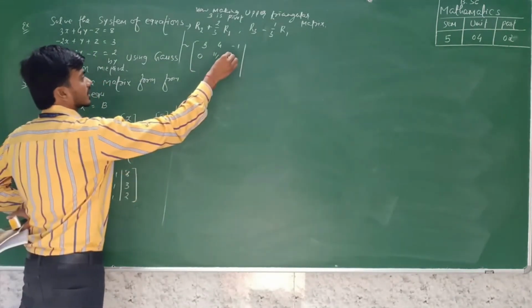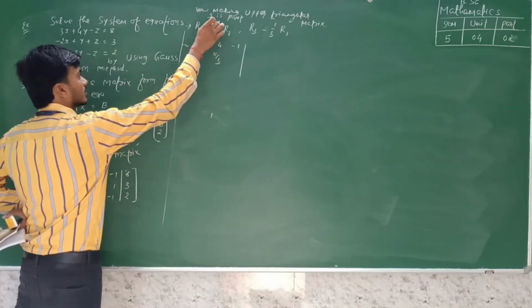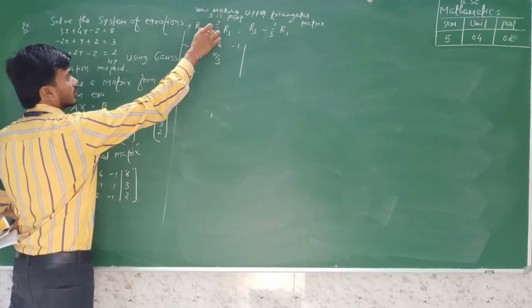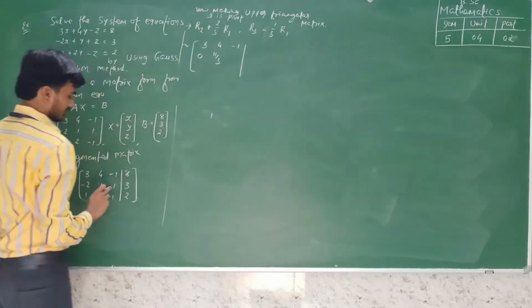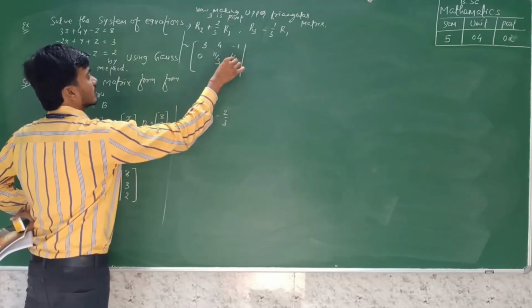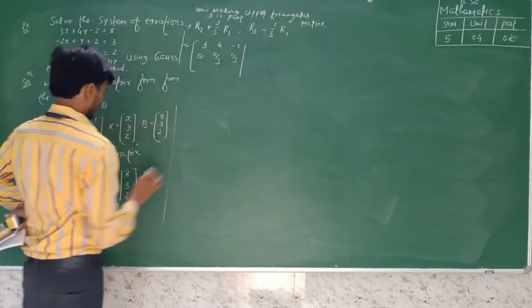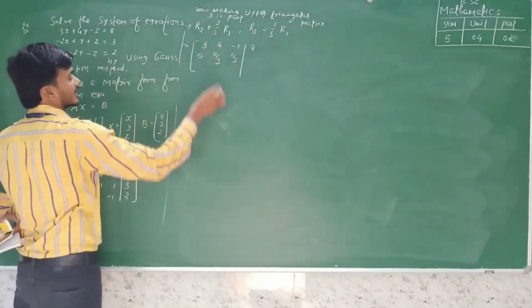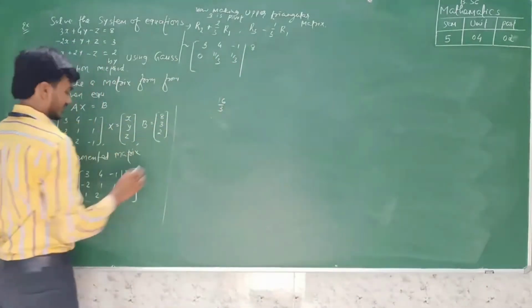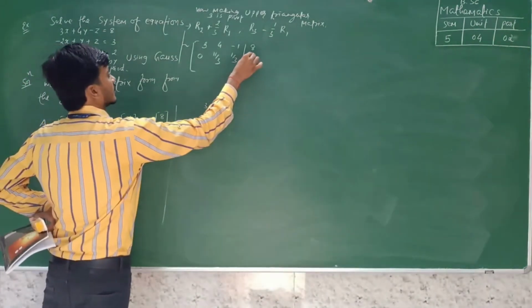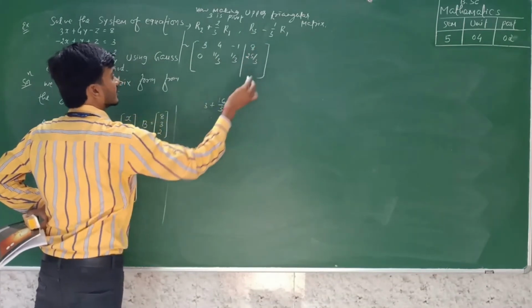Here 1, and minus 1 into 2 by 3 is minus 2 by 3. 1 is there and minus 2 by 3 is added: 3 minus 2, 1 by 3. Here 8 as it is, 8 into 2 by 3 is 16 by 3, and 16 by 3 is added into 3, so 3 plus 3 is 9, 16 plus 9 is 25 by 3.